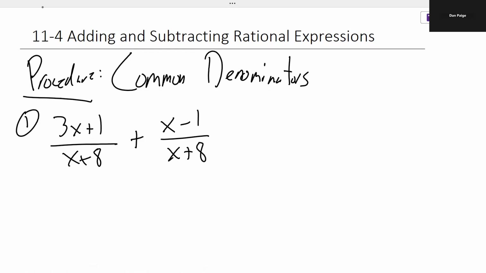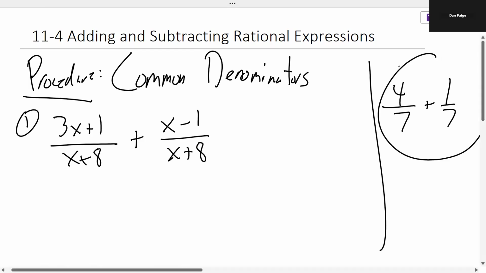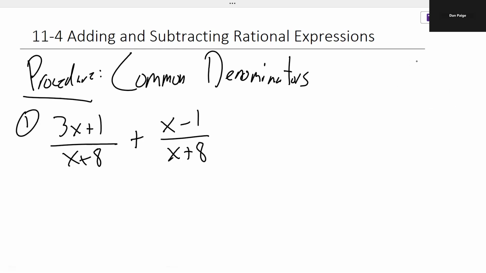And the denominator is the same. When you have common denominators, you just add the numerators, right? Everybody good with that here? Don't write this over here, I'm just relating it to what we would have. It's like 4/7 plus 1/7, right? What's the answer to 4/7 plus 1/7? 5/7, right? You just ignore the denominators and you add the numerators together. This is the same thing, but you have to add together the numerators. So the denominator is going to be x plus 8.